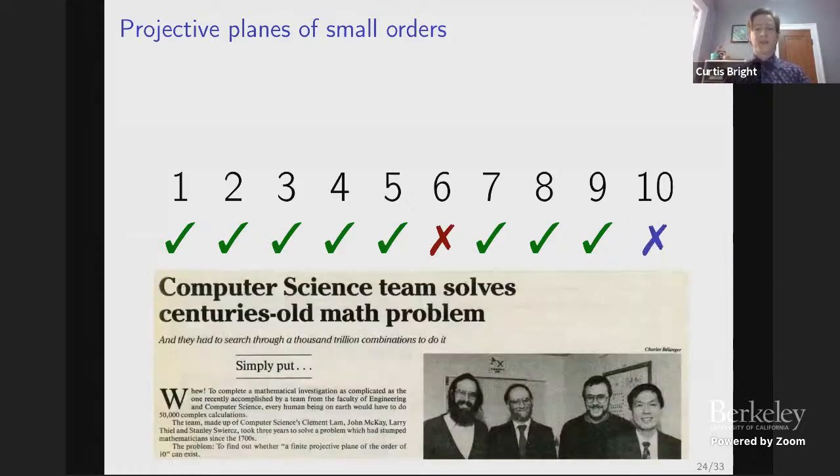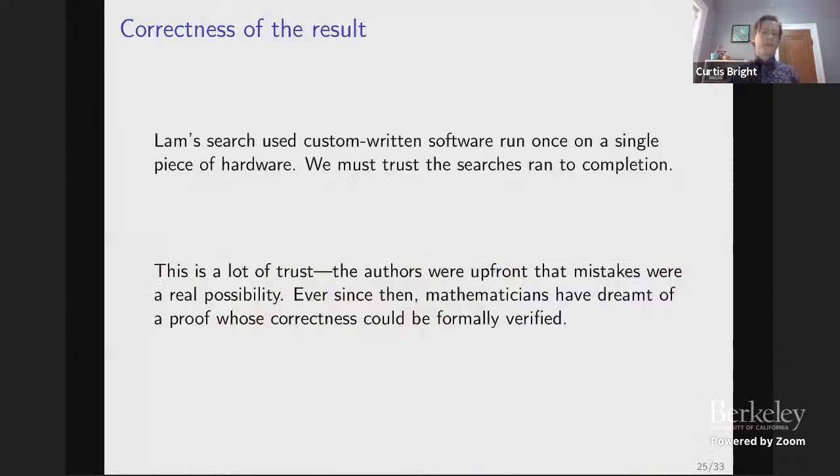They actually got a lot of press for it because this was, like I said, a centuries-old problem, and they solved it in the negative. They ran a computer search for months on the most powerful supercomputer of the era. It was a Cray-1. They did not find the projective plane. So this was a proof that it didn't exist, but the proof is, in quotation marks.